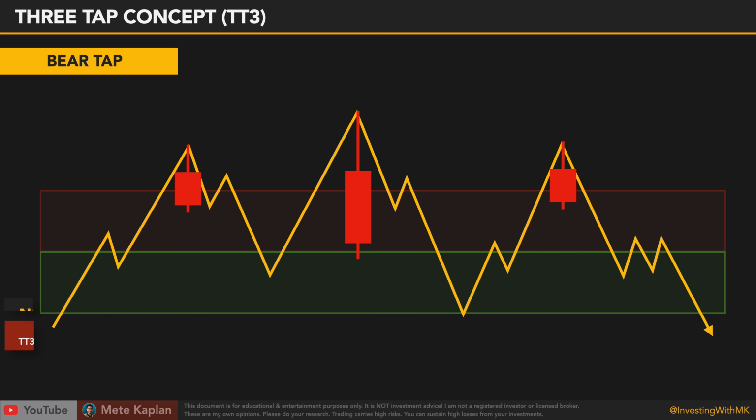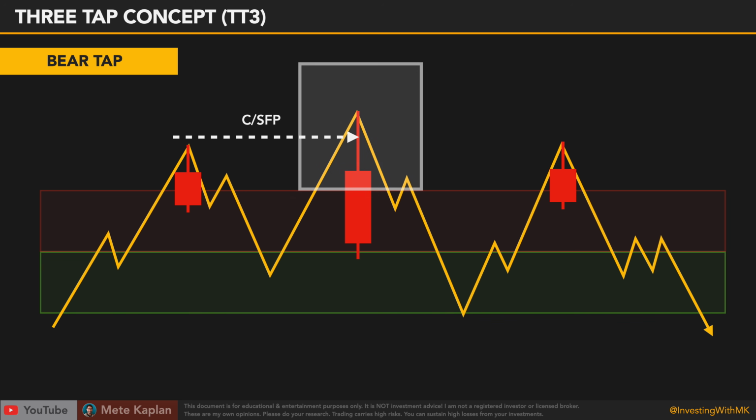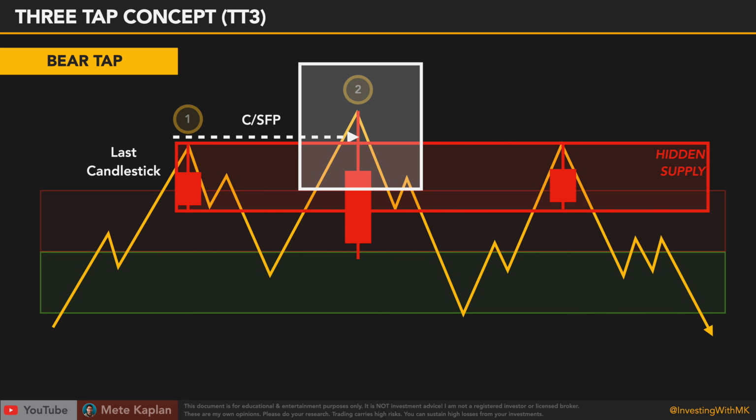Now, same order here. Price hunts a previous swing point and creates a swing failure or considerable swing failure pattern. This creates our tap 1 and tap 2. Then we draw a zone from the candlestick under the tap 1, our hidden supply area. When the price reaches our hidden supply area, we look for short opportunities with high or low time frames.